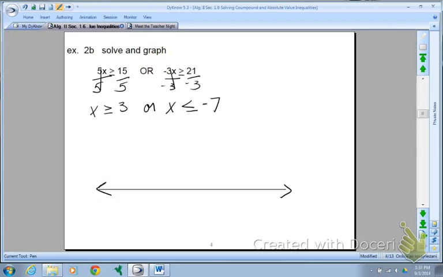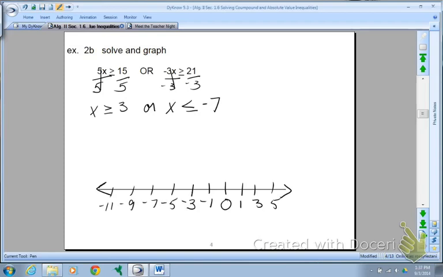Now here's a prime example. On the very first one, we divided by 5, and we got x is greater than or equal to 3. But on the second one, we had to divide by a negative 3, so we had to flip the symbol. So it becomes less than or equal to negative 7. So to graph it, I am going to count by odds. 1, 3, 5, negative 1.